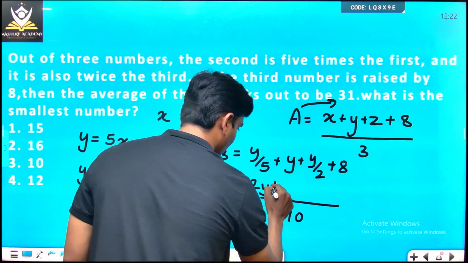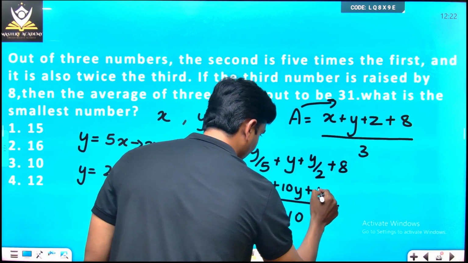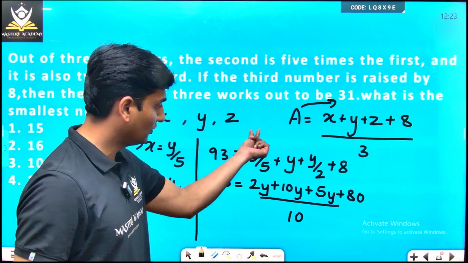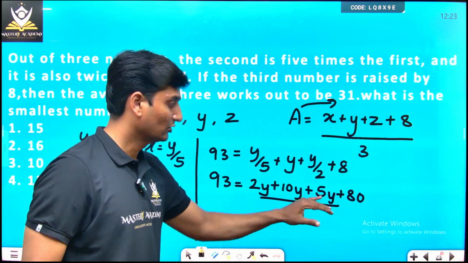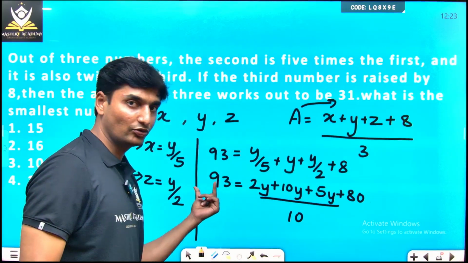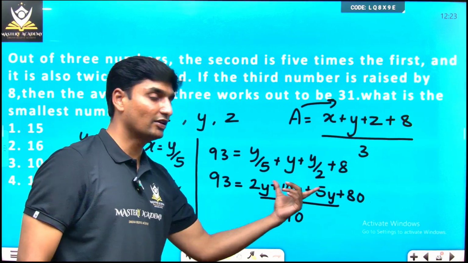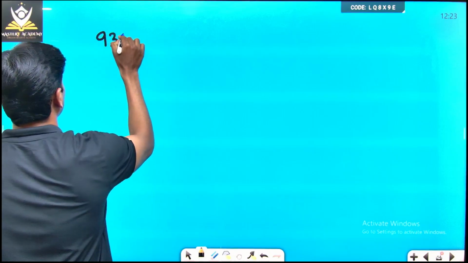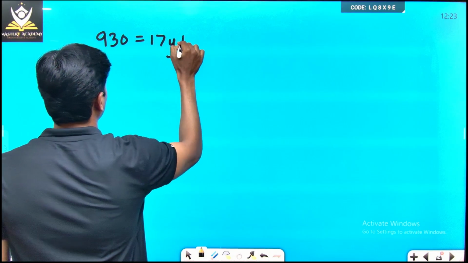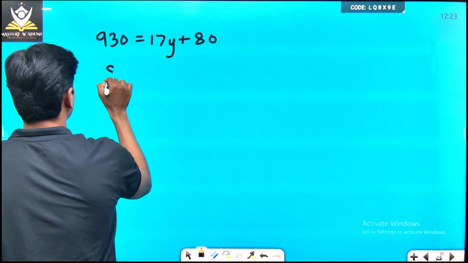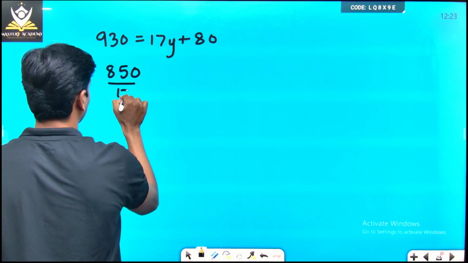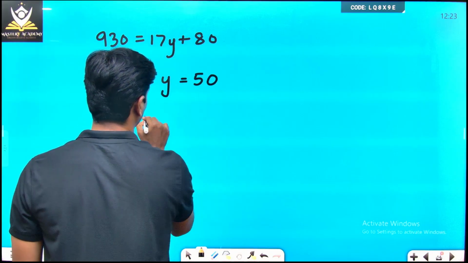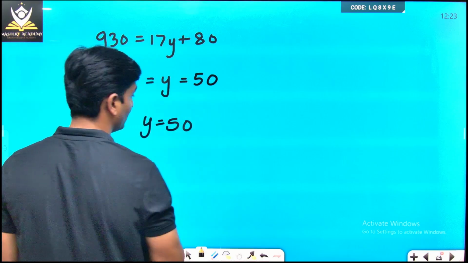So these values I'm going to write in directly, guys. You multiply 2 plus 10y plus 5y plus 80. We're taking out the LCM: 5 into 2 into 10 into 5 into 10. So this is the value. So this 10 will jump out here. So 2y plus 10y plus 5y, 17y plus 80 will be equal to 930. So 930 is nothing but 17y plus 80. So simplification, 850 divided by 17 will be equal to y. So that is nothing but 50, 17 5s are. So the value of y is nothing but 50.